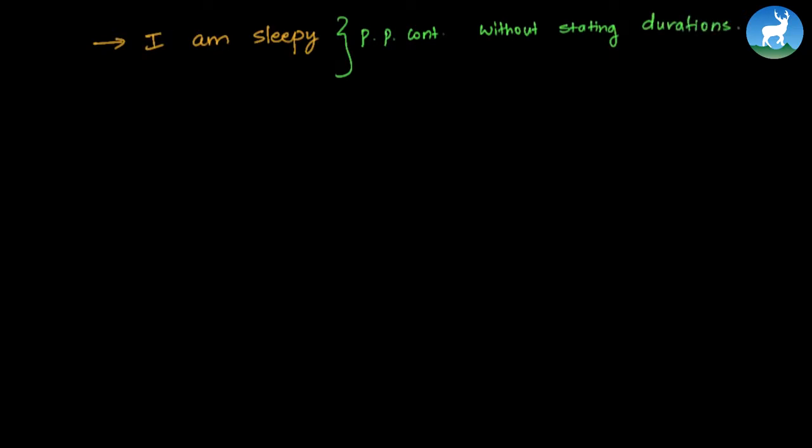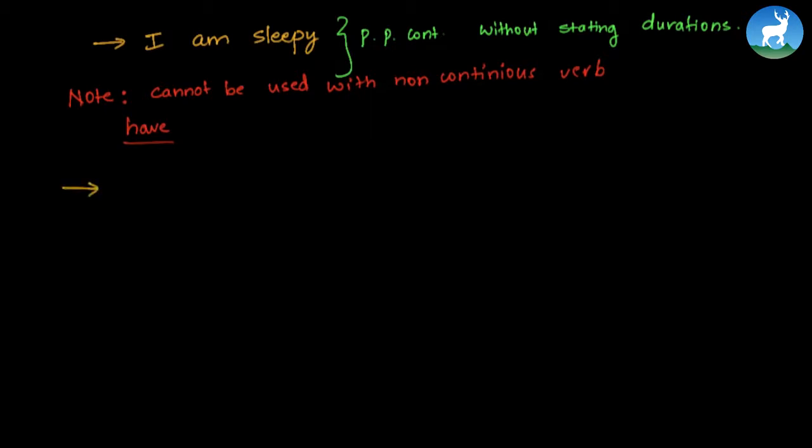Please note that we cannot use the continuous forms of non-continuous verbs. For example, let's take the verb have. It cannot be used in the continuous form, because have is a non-continuous verb. So I'll give you an example of what to avoid. Let us consider a statement: Ram has been having the farm.